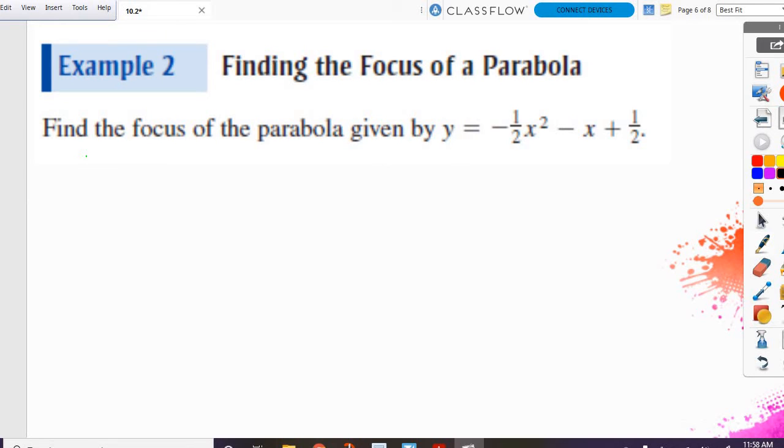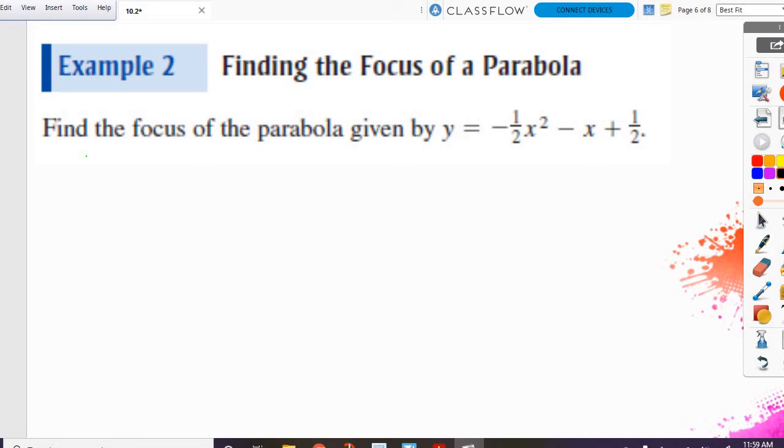Alright, so this one says find the focus of the parabola given by y equals negative 1/2 x squared minus x plus 1/2. So what do we notice about our equation? What type of parabola do we have? It's going to be vertical, up or down. Specifically, which direction is it going to be? Down, because our a value is negative, or less than 0.